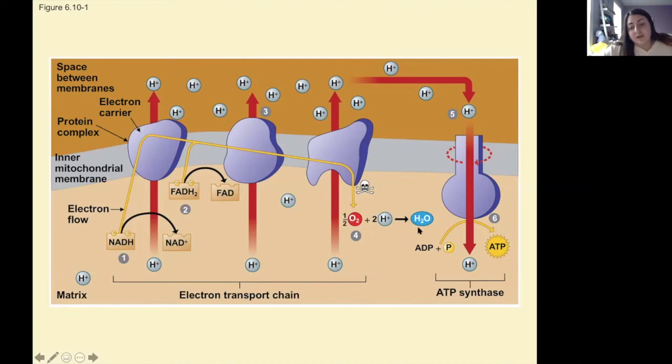To create our waste product of H2O, some of the hydrogens from this side will combine with the O2 to create H2O. For the ATP synthase, how I like to think of it is as a grocery store aisle. One side's going to have ADP and the other side's going to have P. And a bunch of these Charlie Browns are going to walk through here and grab one from each side and come out and form ATP, putting them together.